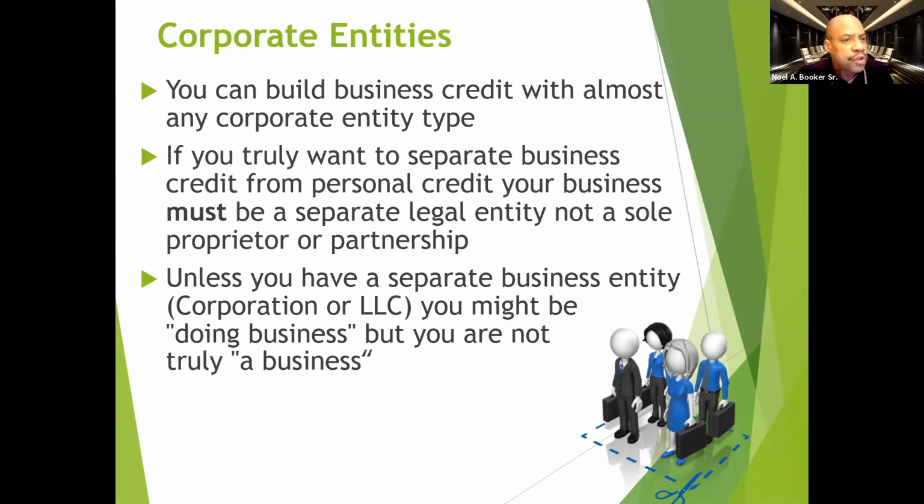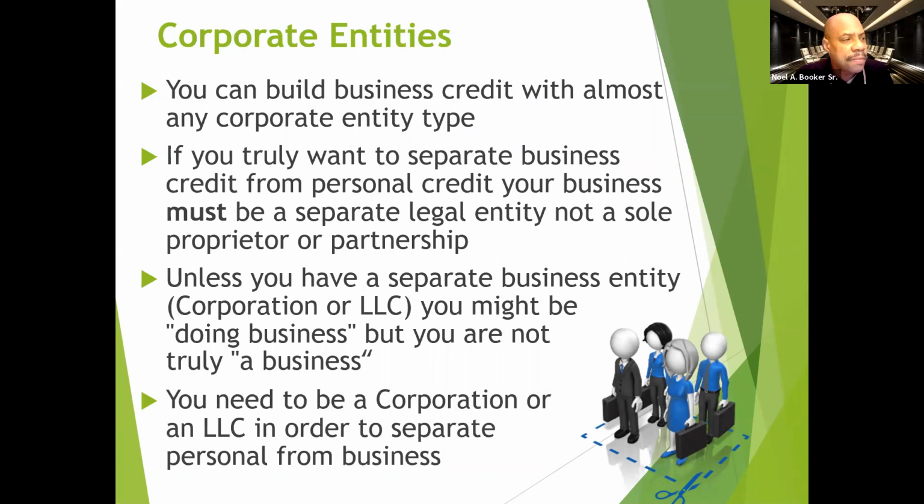Entities. You can build business credit with almost any corporate entity type. So when you're at the Secretary of State, they're going to ask you to select an entity. If you truly want to separate business credit from personal credit, your business must be a separate legal entity, not a sole proprietorship or a partnership, okay? If you use a sole proprietorship or a partnership, you are personally liable for whatever happens with this business. If you choose a limited liability corporation, you're buffered from most liability, okay?